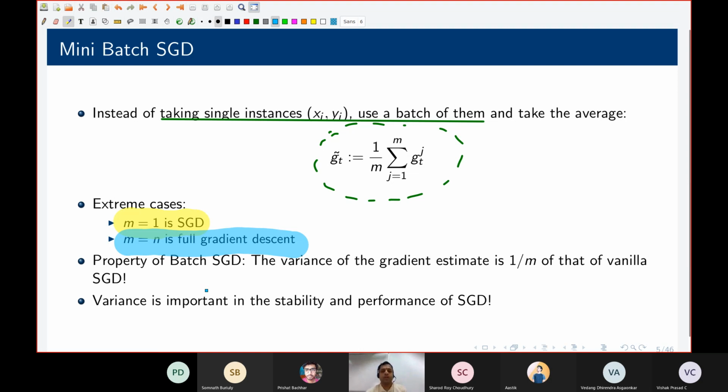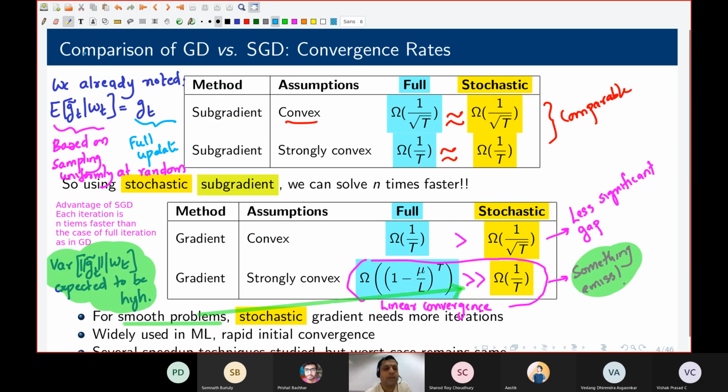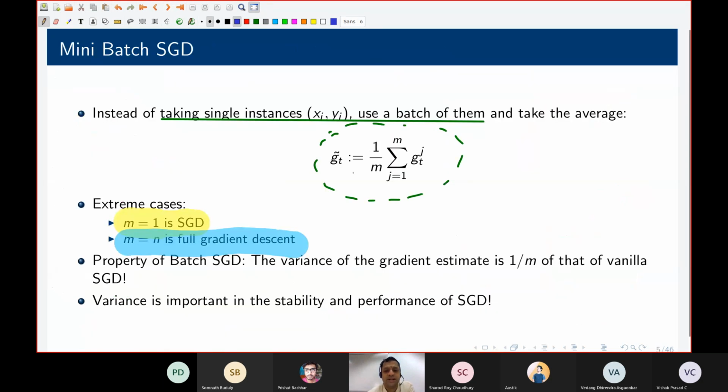Believing that the variance was very high earlier, now the variance is going to be reduced. So maybe I should go back to the previous slide and not call it tilde alone. I'll put it as superscript s, since this is stochastic. So this is g tilde, and this is batch based. The statement says that the variance of the gradient estimate has now reduced to 1 upon m of that of vanilla SGD.